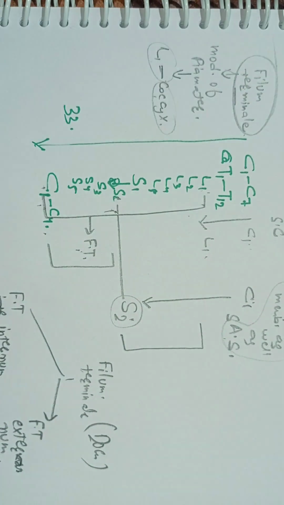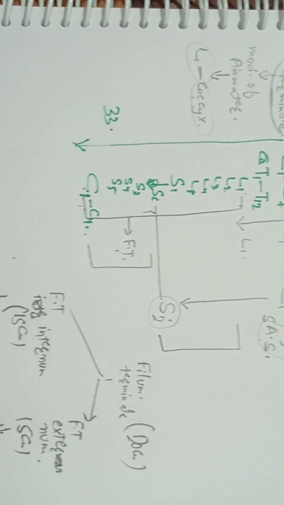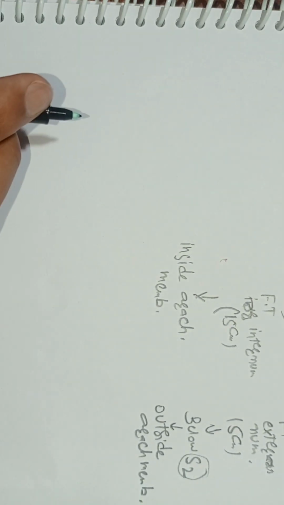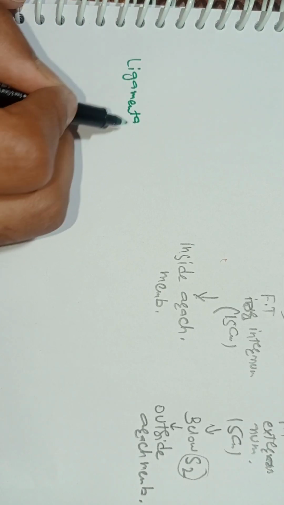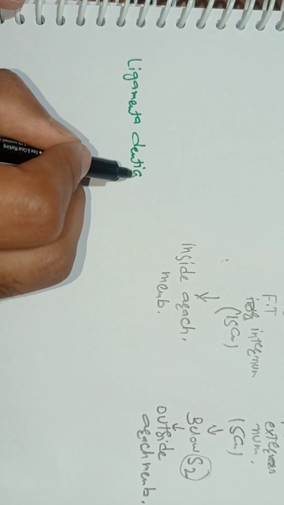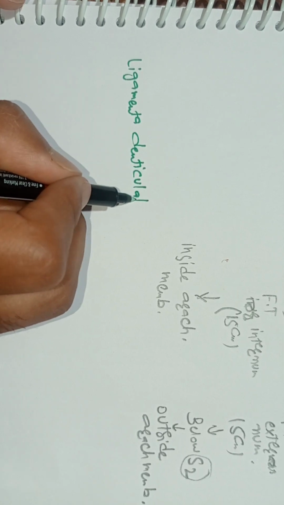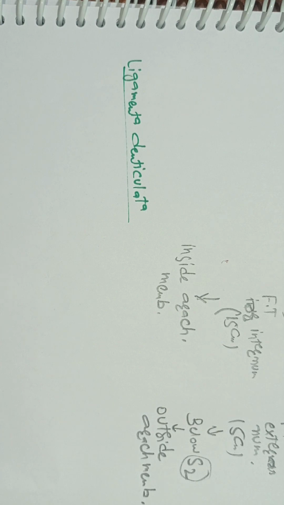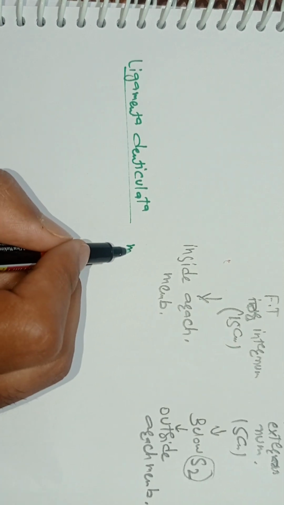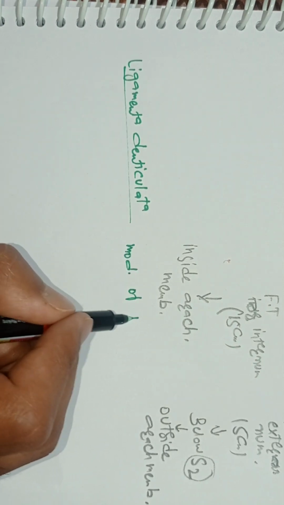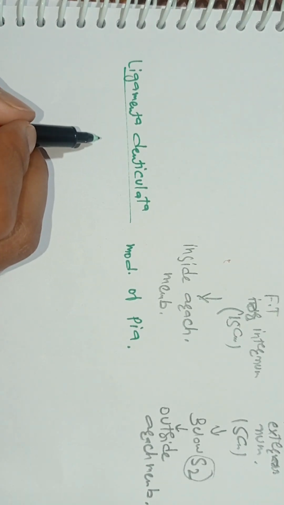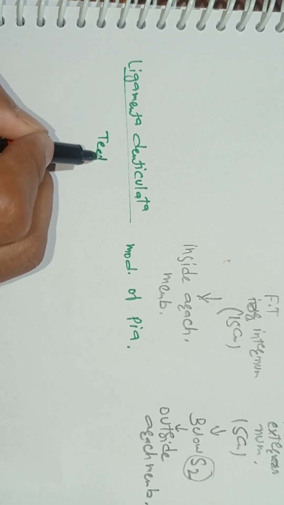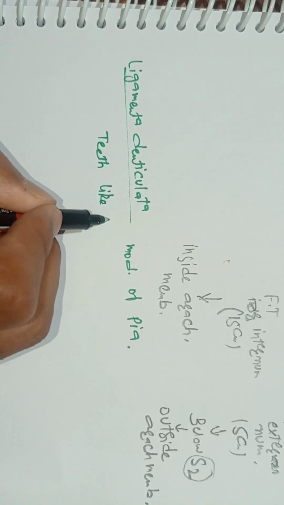So this is what we talk about the filum terminale. That is the first modification of the pia. Now we will move on to another modification of the pia, known as ligamenta denticulata. What is ligamenta denticulata? Clearly, it is also a modification of pia. These are teeth-like projections.